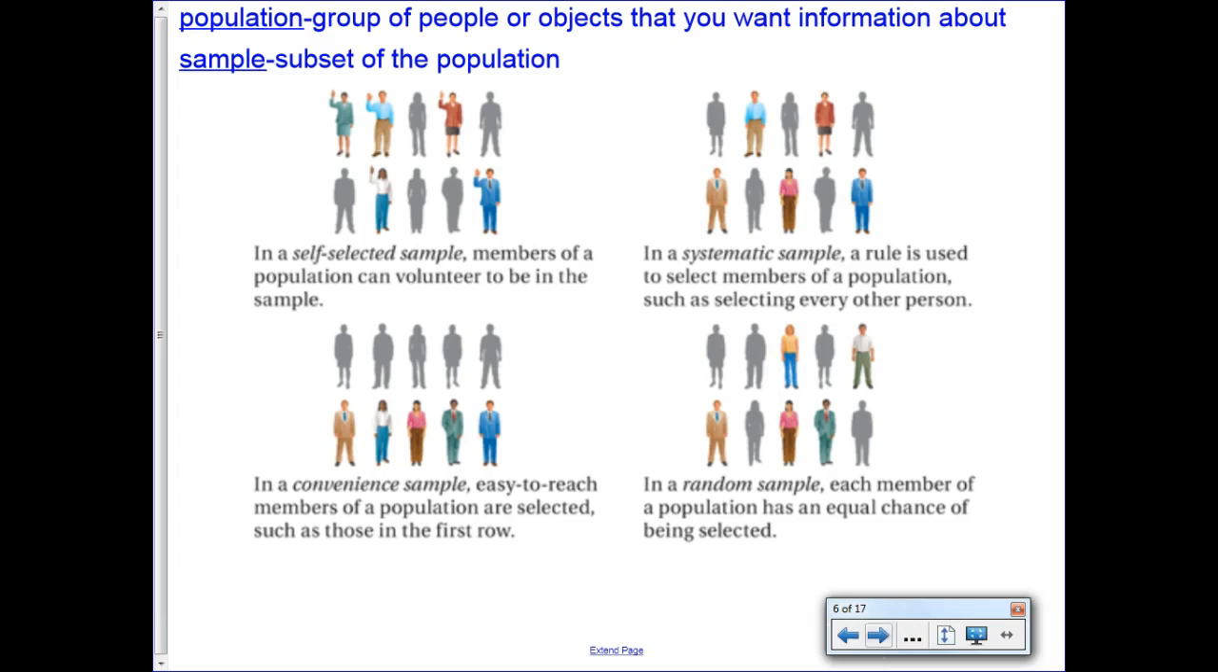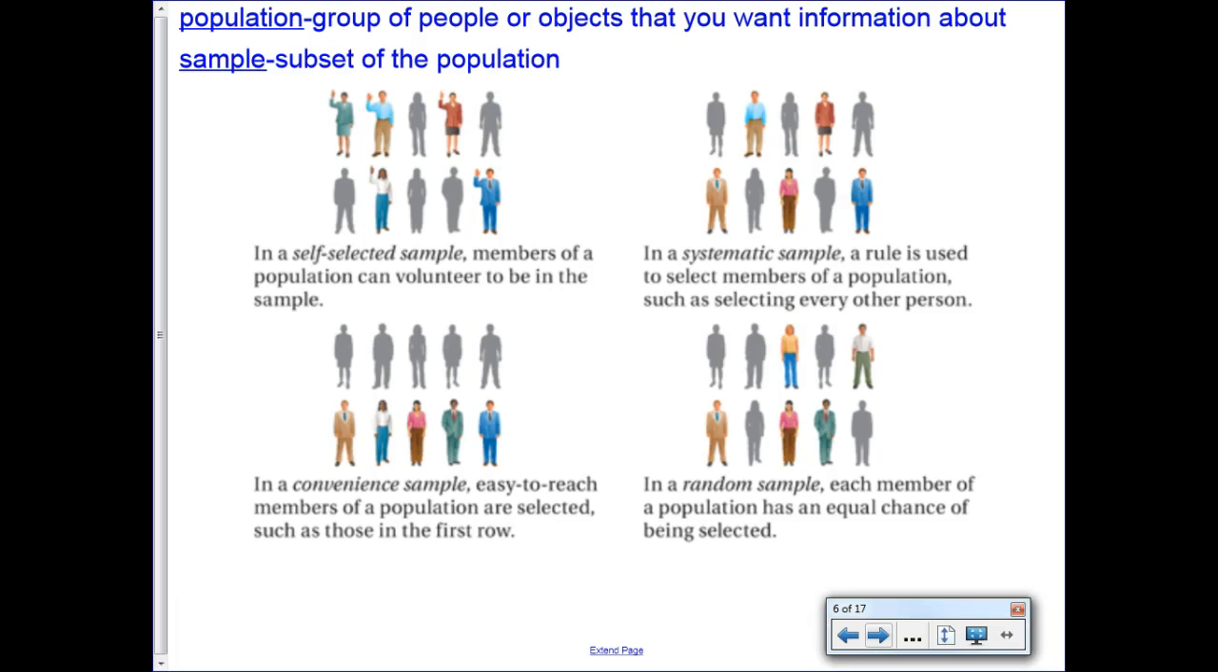All right, so there's another population sample definition up there at the top, just as a reminder. So a sample then has 4 different kinds of samples that we are going to discuss. So the first one is a self-selected sample. Members of a population can volunteer to be in the sample. So that would be like in this classroom if I said, okay, raise your hand if you want to take this survey. Anybody that raised their hand would be part of that self-selected sample.